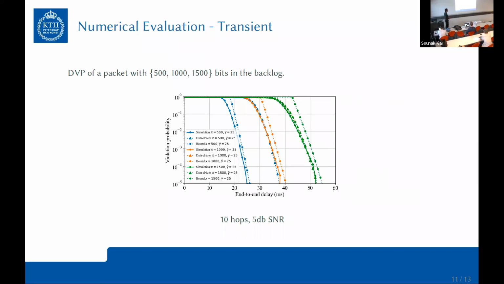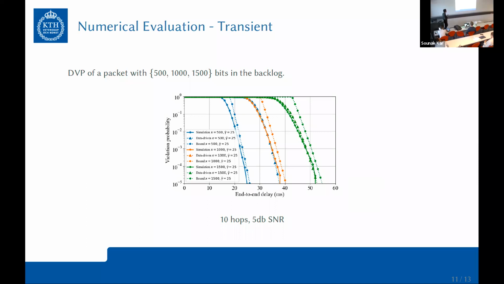What I showed you was for the stationary case. For the transient case, X here is the backlog in the queues. They are equally distributed in the 10 hops of the queue, with Rayleigh fading in the wireless channels. And what we see, again, is the same trend: the actual data-driven approach follows the simulation very well. And in this case, the bounds are not that loose, which is good.